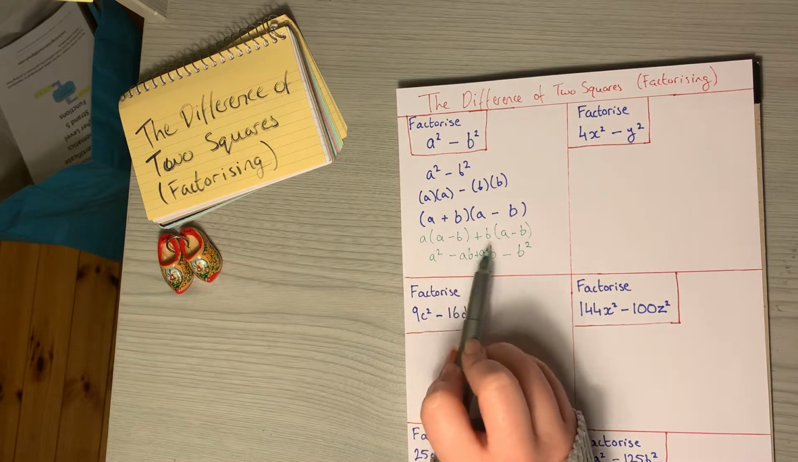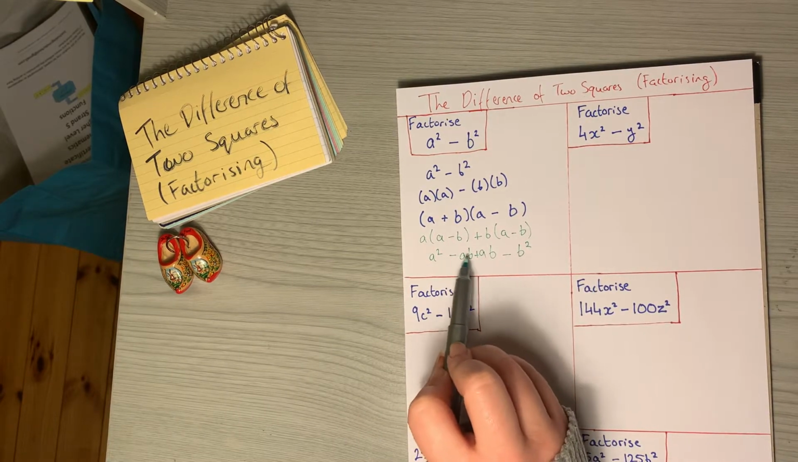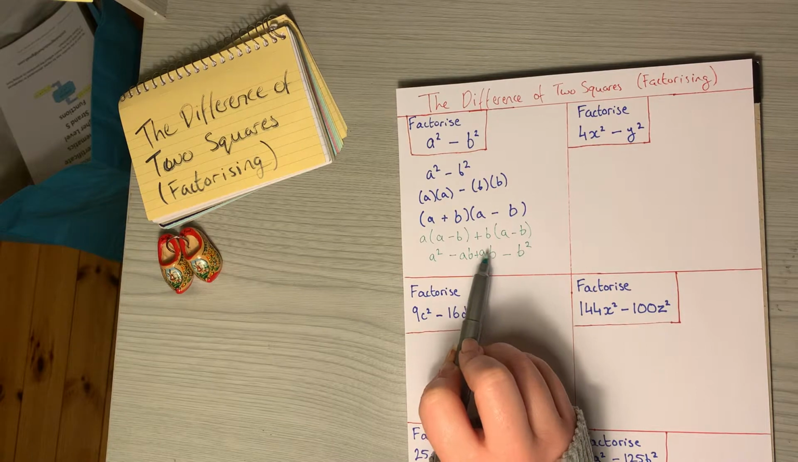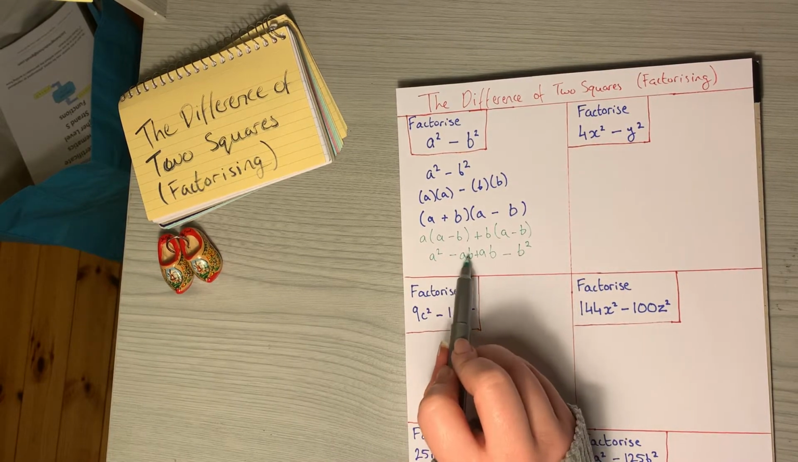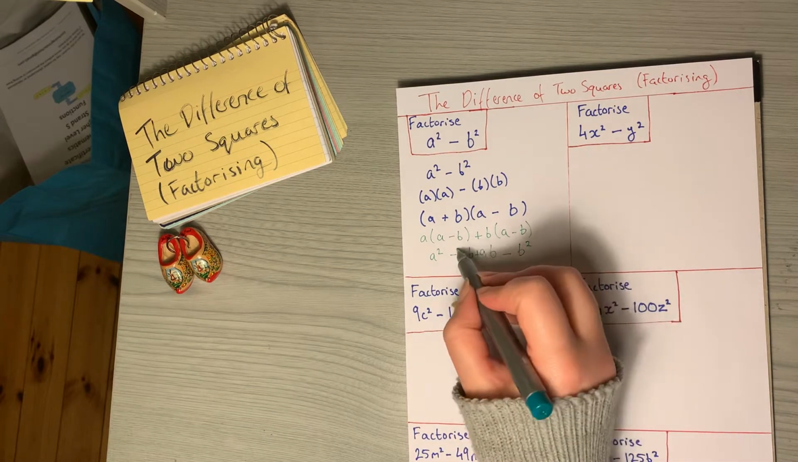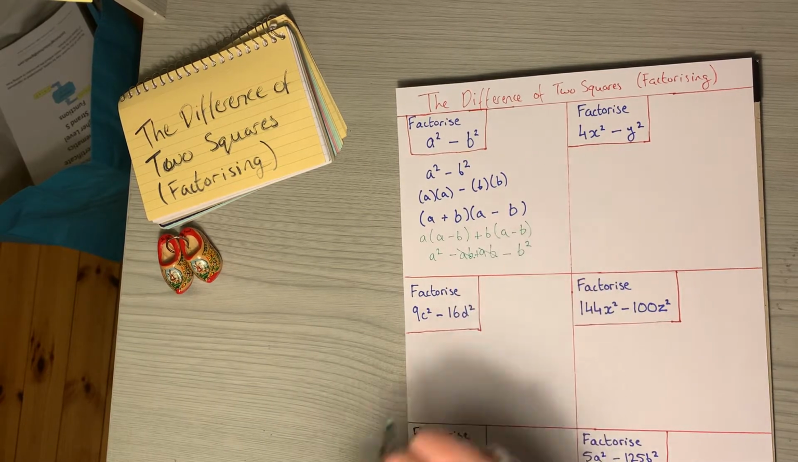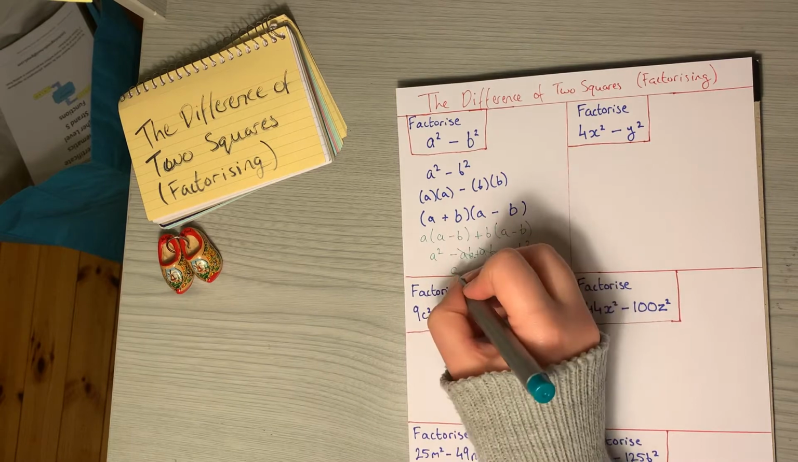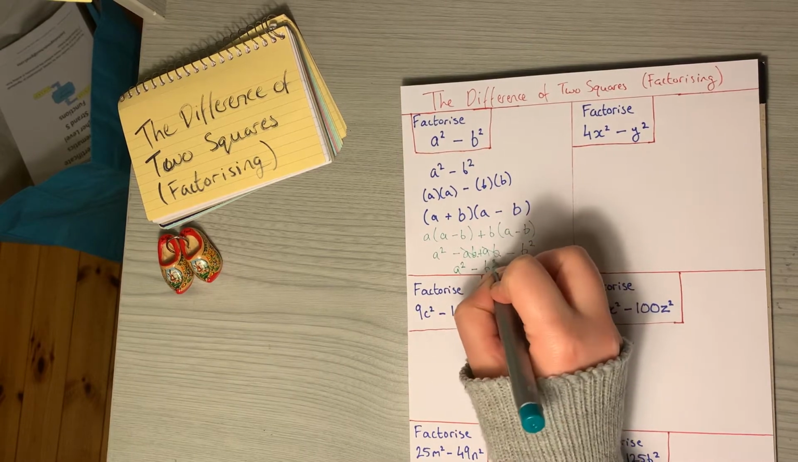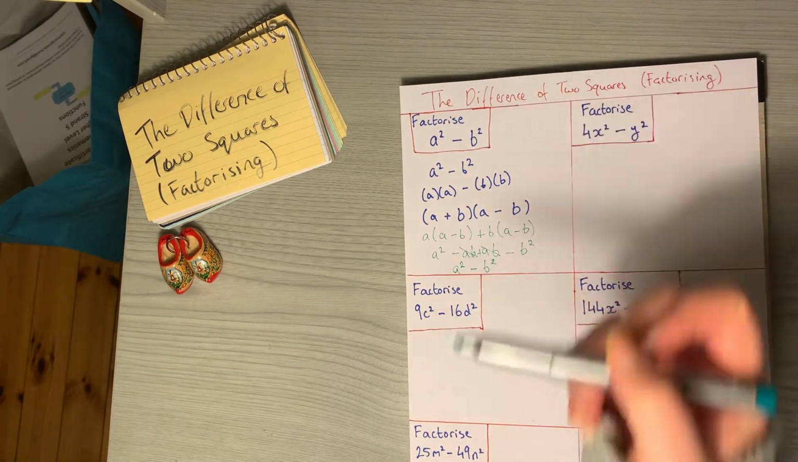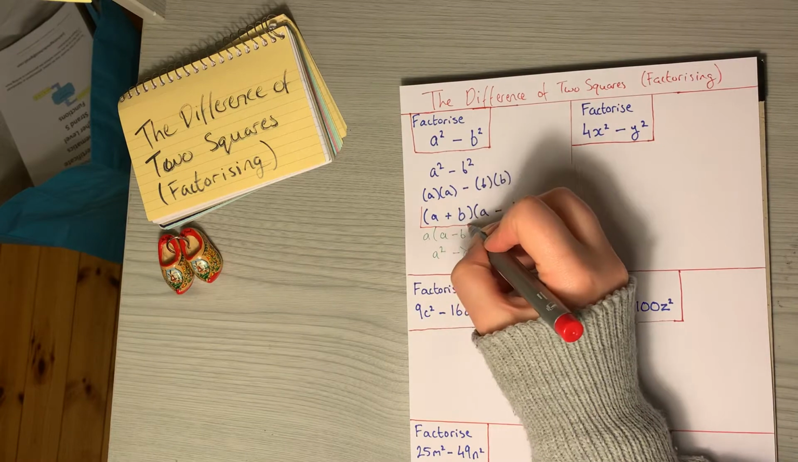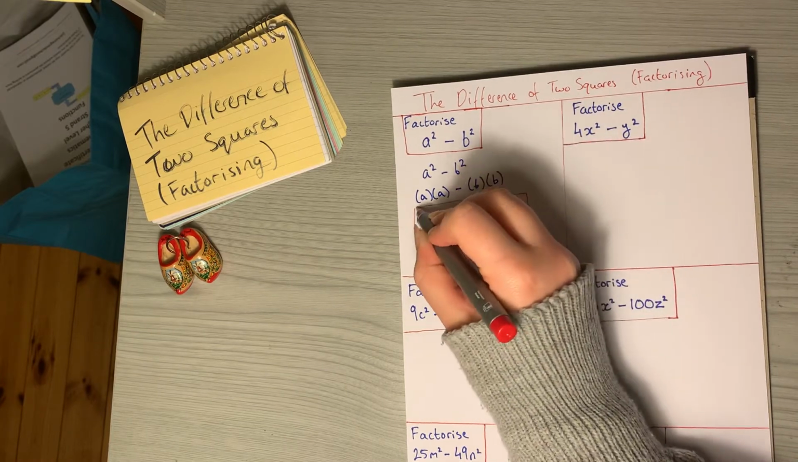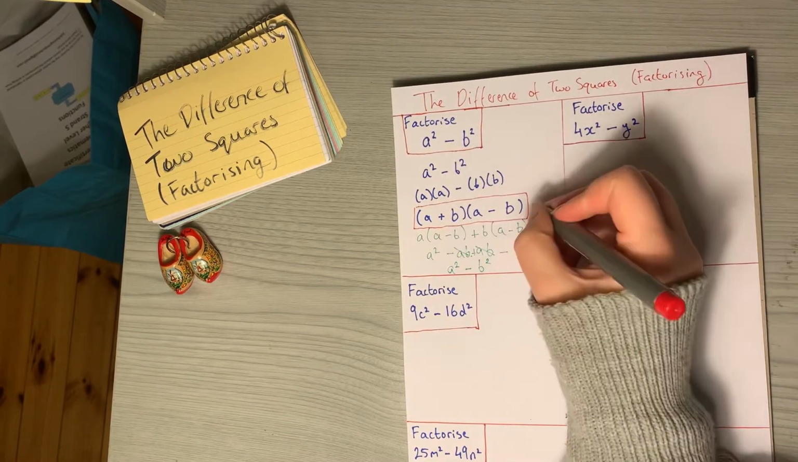And you'll notice that these middle terms in here, so the minus ab and the plus ab, well, they're like terms, so we can add them together, but it's a minus ab and a plus ab, so they're going to cancel with each other, and I'm left with a squared minus b squared, which is what I started off with. So that means that our factorization here of the difference of these two squares is correct.